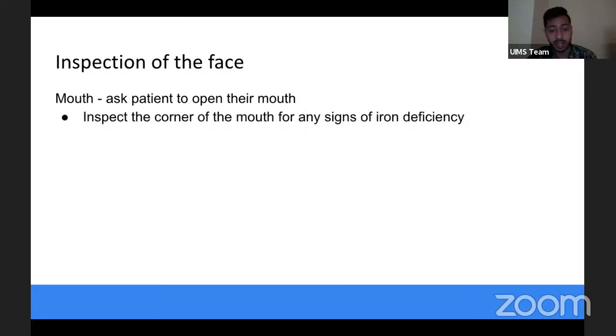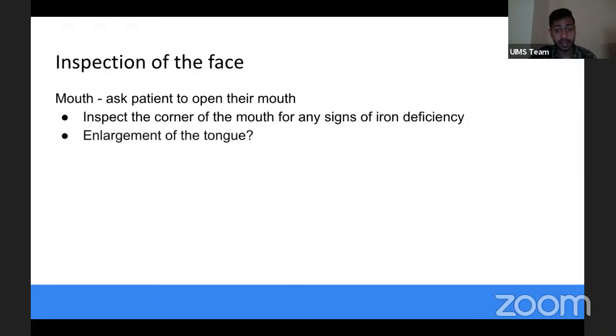Usually the iron deficiency here, or sorry, the lesion here, which is usually along the corner of the mouth, is known as angular stomatitis. So this is quite a common inflammatory condition, and this is linked with many deficiencies such as iron deficiency and also malabsorption.